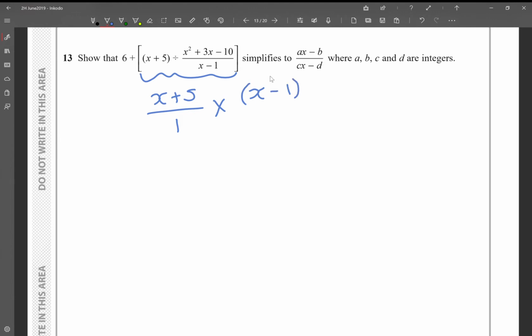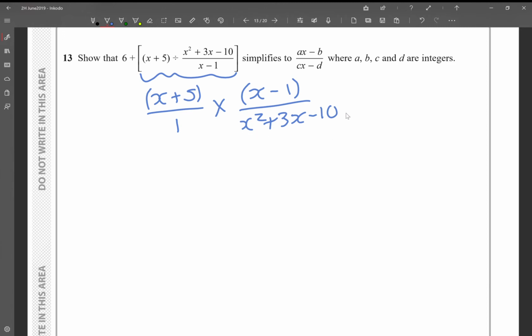I'm going to put these in brackets because we're going to be timesing, and sometimes that's what we need to do. Okay, and then you've got x squared plus 3x minus 10 now. Before I do anything else, this one down the bottom here, check that it can be factorised.